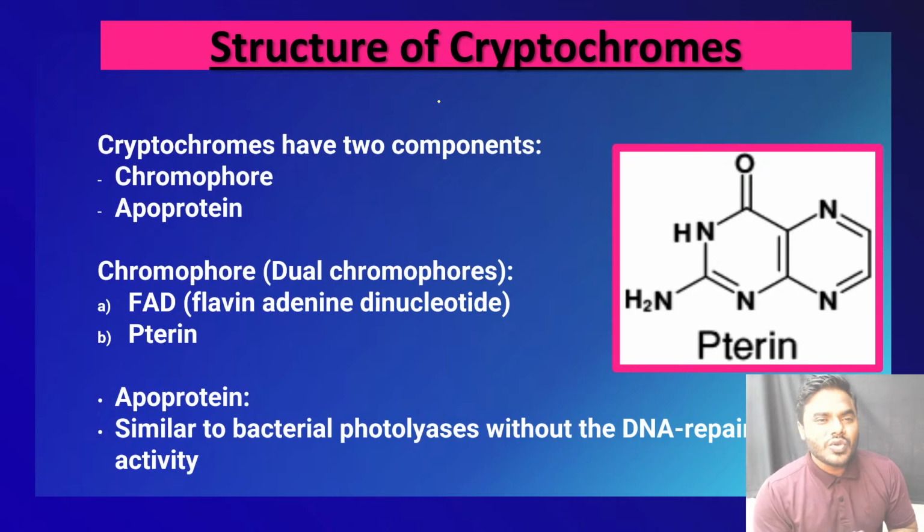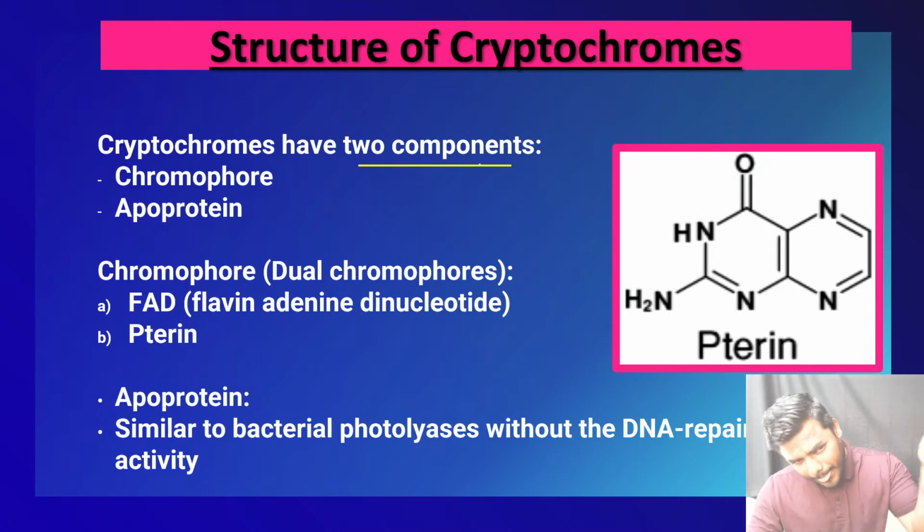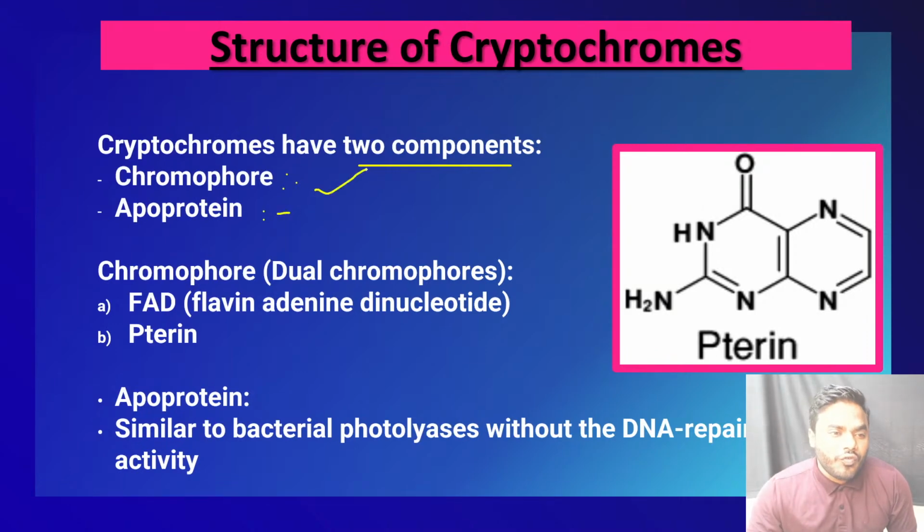Friends, once you recall the structure of the phytochrome, what do you remember? Phytochrome contains a chromophore, and phytochrome contains an apoprotein. Of course, there is no doubt about it. Now every student listen. Cryptochrome has two components, same as phytochrome. Cryptochrome also has two components, one we call the chromophore, another one we call, friends, the apoprotein. Kindly do not forget this particular statement.